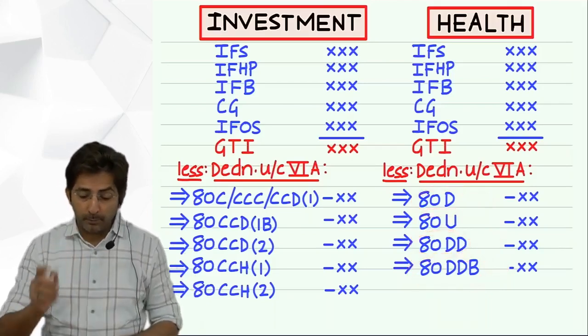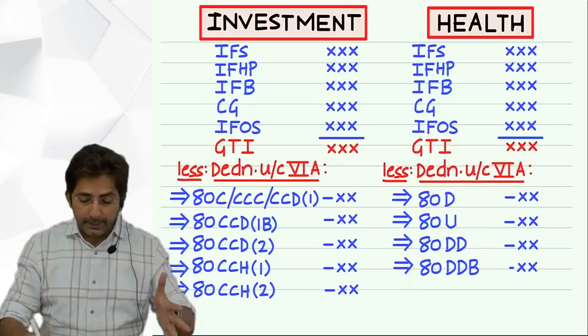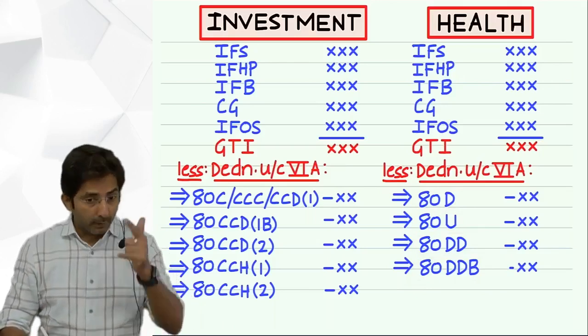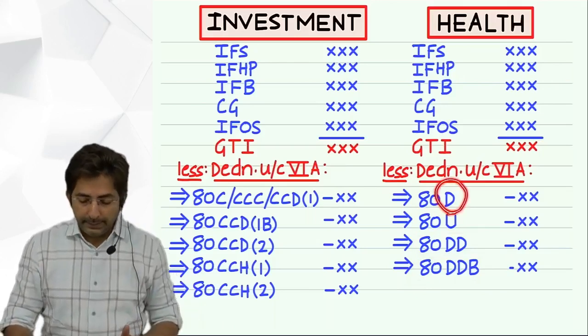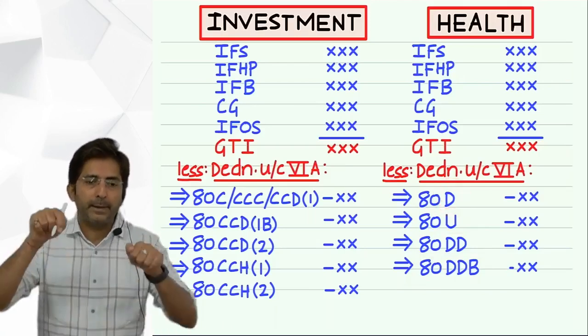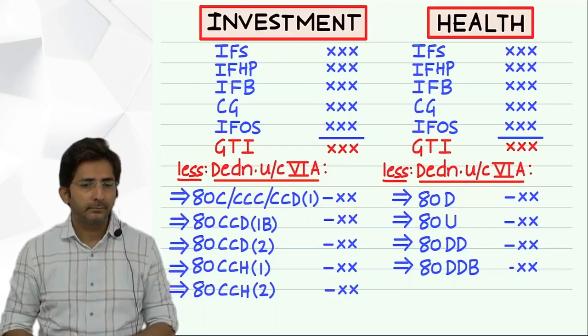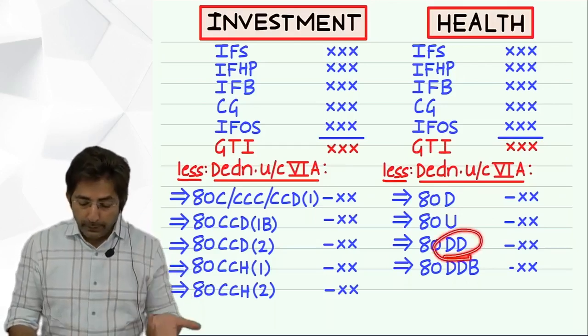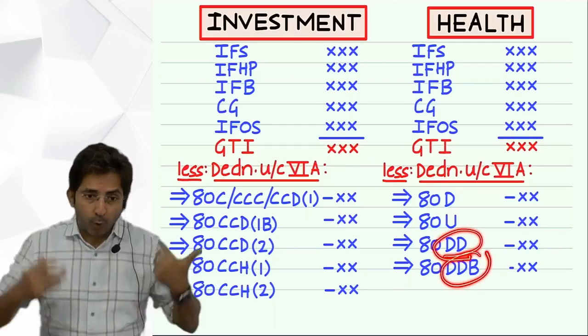And what was the trick to remember? The condition of dependent is there only in D sections. One more trick, see. In 80D, there are how many Ds? Only one D. So only one person has to be dependent, children. But here there are two Ds, here also two Ds. So all should be dependent.